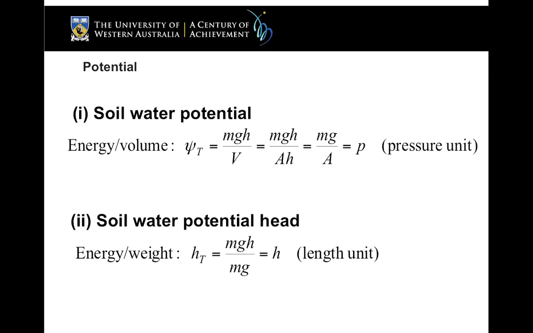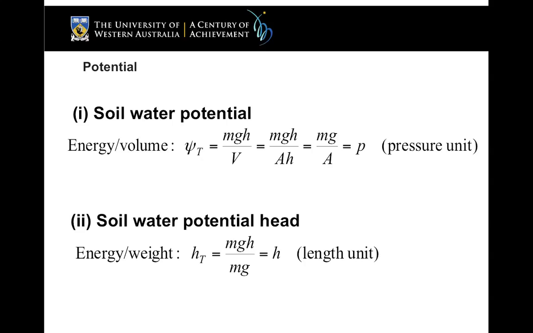So if we look at soil water potential, we have energy divided by volume. Mass times gravity times height is our potential energy. Divide that by the volume. For example, if that volume is over a certain area, A, multiplied by height, we get the volume. And so you can see that we end up having mass times gravity divided by area, which is essentially a pressure unit. Force divided by area is pressure.